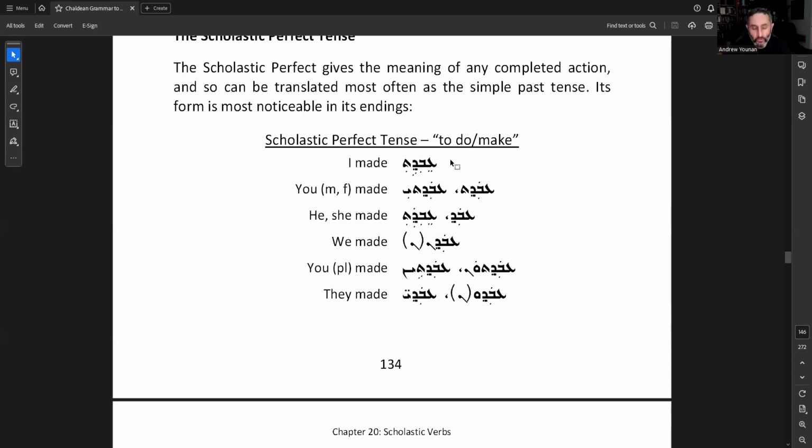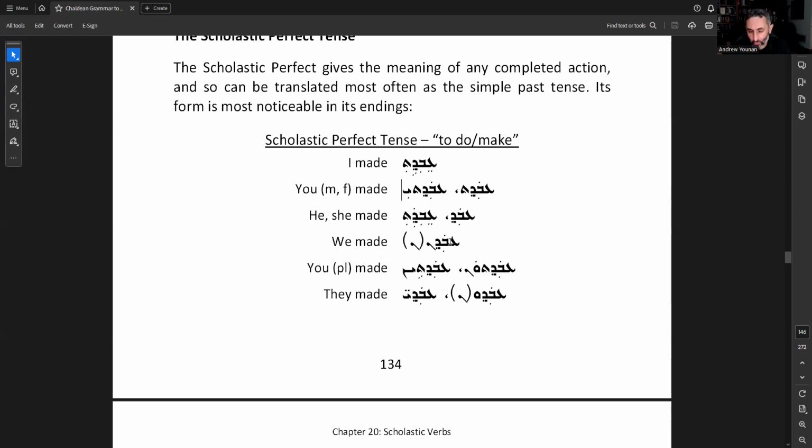So anyway, long story short, if you want to say I made or I did, awdith. You made, masculine, awadht. You feminine, awadhti. Yet again, this yod is not pronounced, so it's awadht with a silent yod at the end. He made, awadh. She made, awdath. We made, awadhan, or awadhnan.